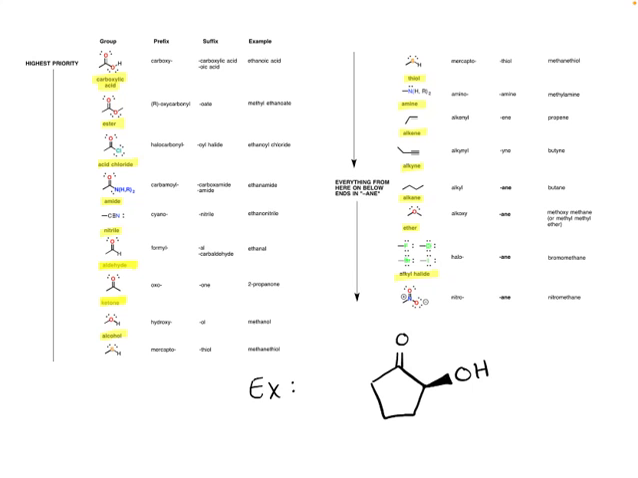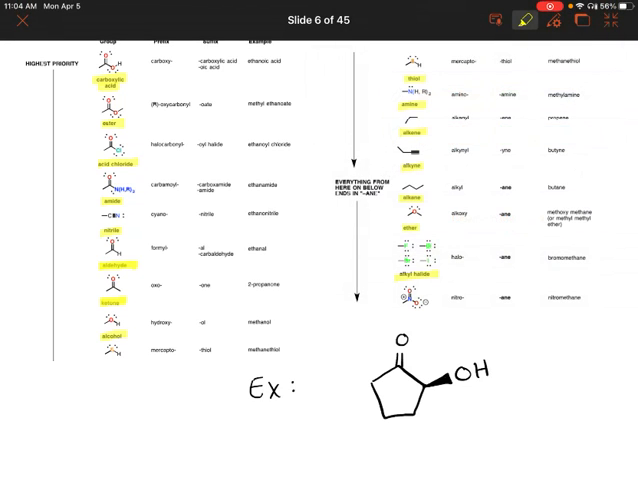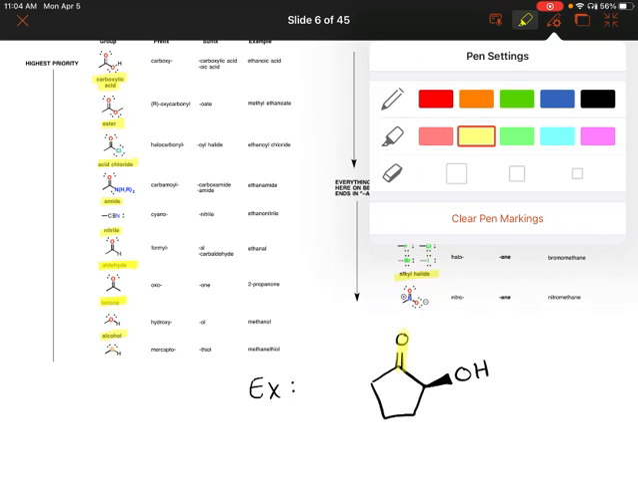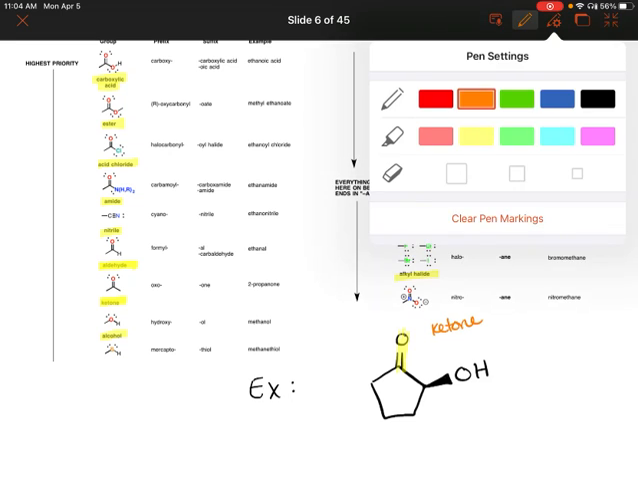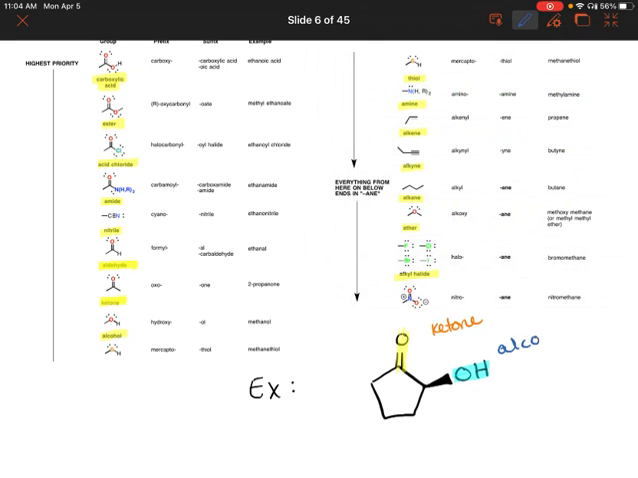So we have a ketone at the top. And then it looks like we also have an alcohol. Okay, so let's look at our chart. So ketones are here, and then alcohols are right below that. So it looks like in this case we would prioritize the ketone. Okay. So let's find our parent chain that includes the ketone.